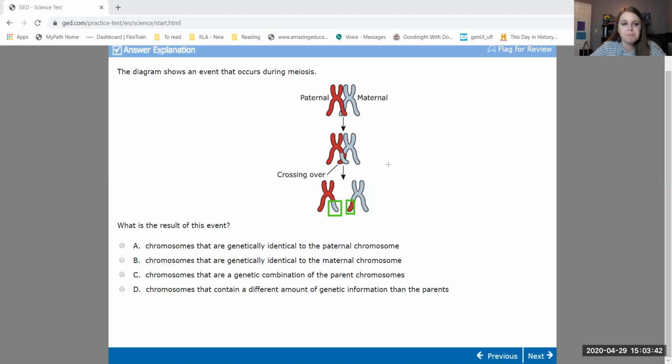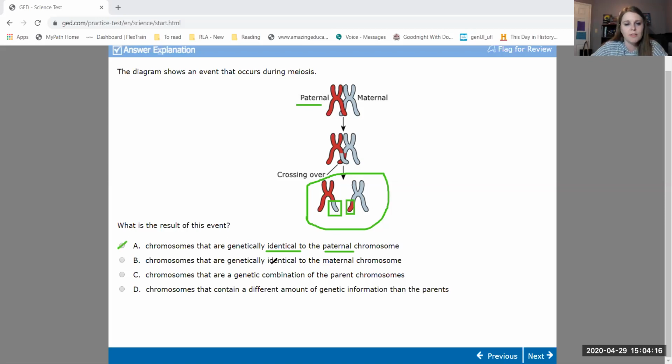Huh, interesting. It says the diagram shows an event that occurs during meiosis. What is meiosis? I don't know, doesn't matter. What is the result of this event? Now, we can figure out the result of what's happening. So letter A says chromosomes that are genetically identical to the paternal chromosomes. So we said paternal. And then we're looking at this one. What is the result? The result is going to be the last thing, right? Are these identical to this paternal red one? No, it's got a little blue now, so that can't be right.